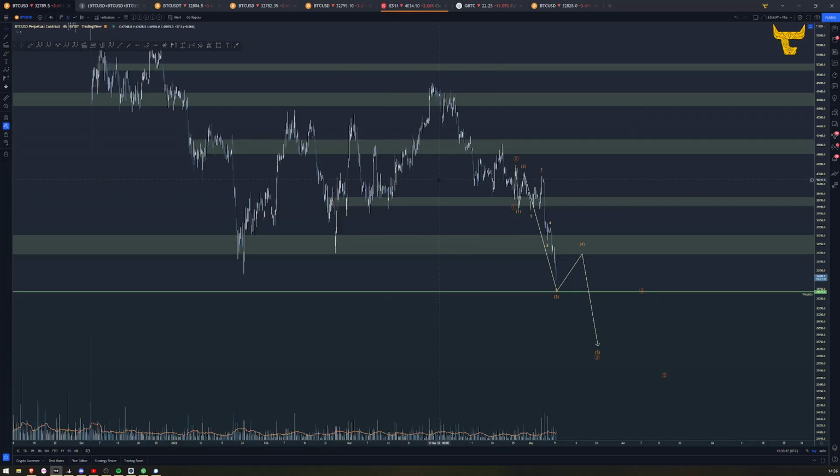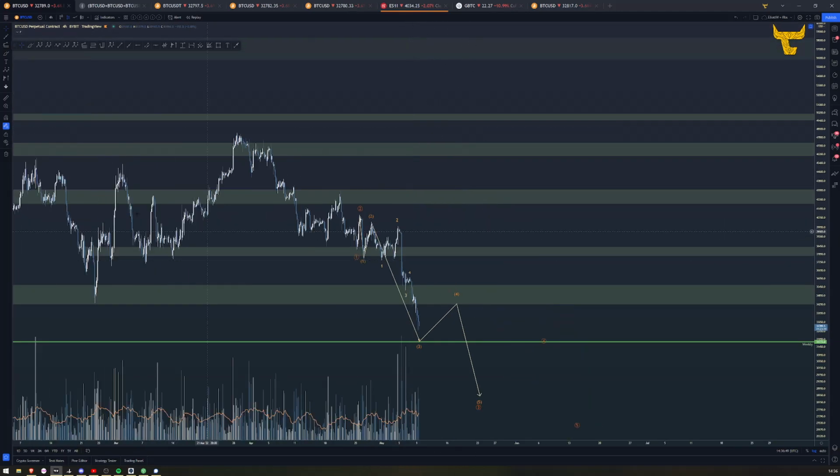Now, how do we make the connection with the rest? Well, for this part, we can assume that we have a complete impulse, which will be either wave 1 or wave A. Do we finish it here? Both are valid.